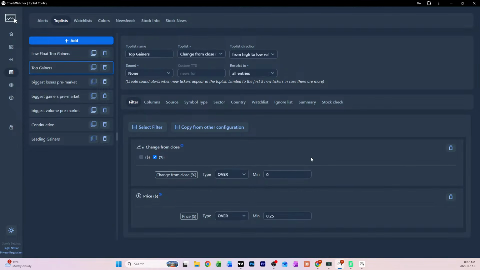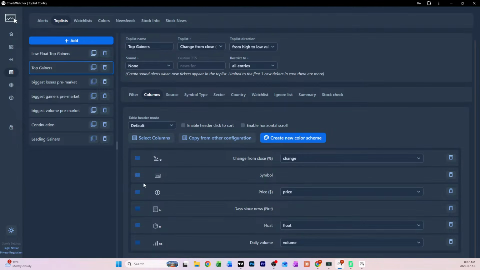And the top gainer scanner is the last one here. It's just top list name, top gainers. I don't have a sound for it. Top list change from close, high to low values. It needs to be over 25 cents, and I don't have a restriction on it, because I just want to see everything since I need context as to what's happening in the market. But I don't include anything that's down on the day. I don't include anything that's red on the day. So it just needs to be not red. I can scroll down and look at it if I want to. Doesn't matter.